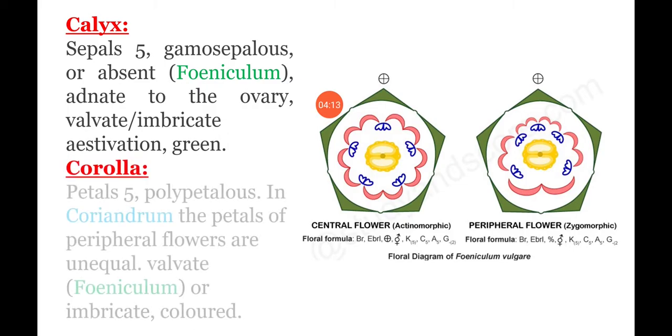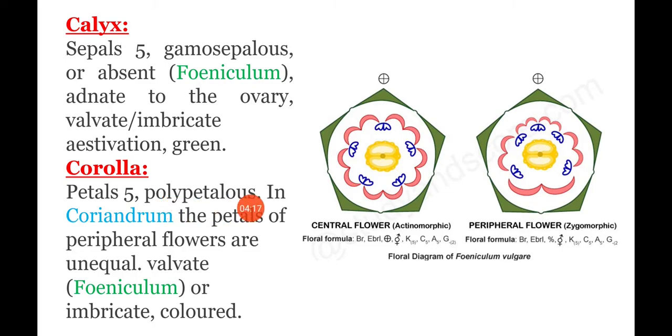Next is corolla. In corolla, petals are 5 in number. 1, 2, 3, 4, 5 petals are present. They are polypetalous, that means they are free, not united or fused. In Coriandrum, the petals of peripheral flowers are unequal. This is peripheral flower and this is central flower. In central flower, all the petals are equal in size, but in peripheral flower, the petals are unequal in size. This is bigger, this is medium, and these two are smaller. Aestivation is valvate in Foeniculum vulgare. Otherwise, they may be imbricate aestivation, and they are variously colored.